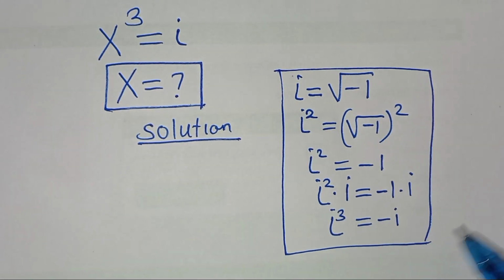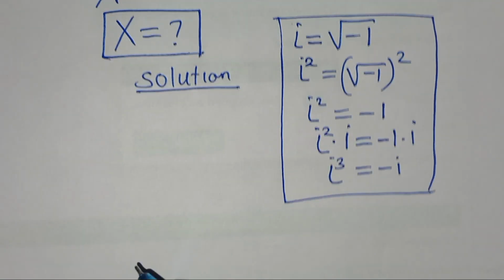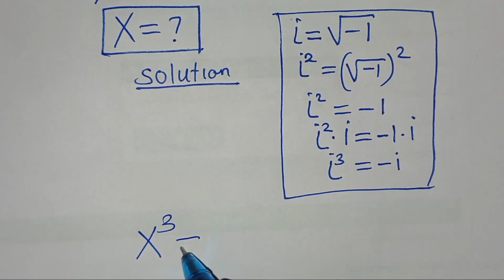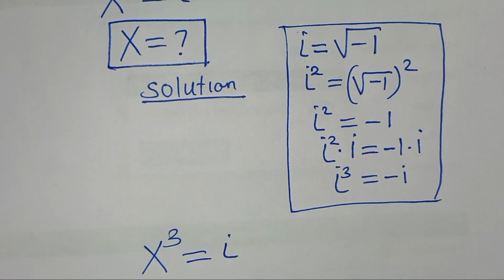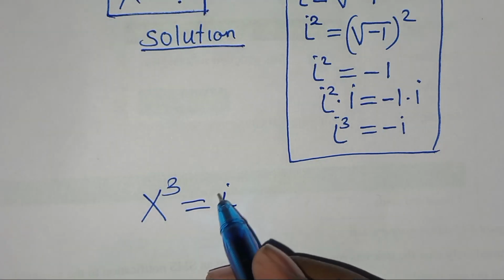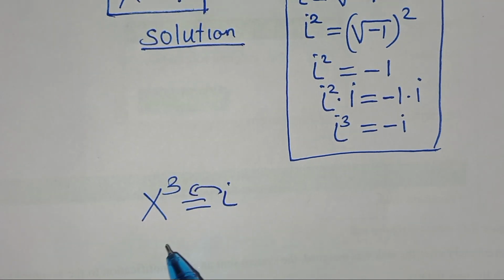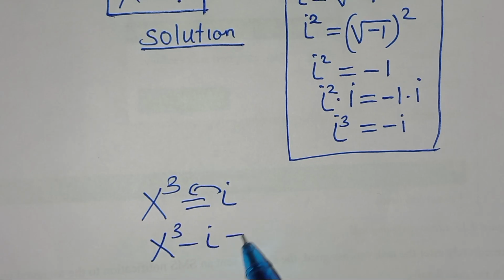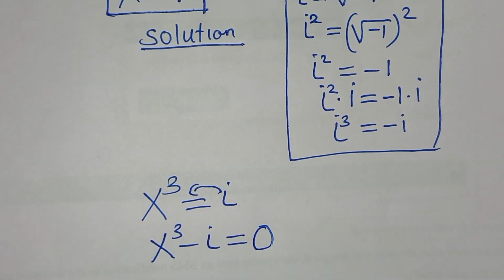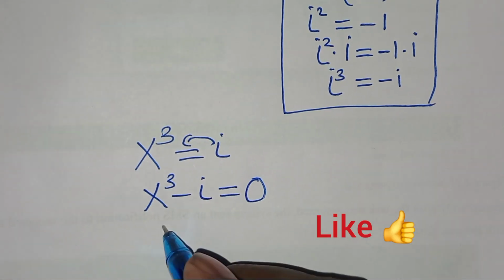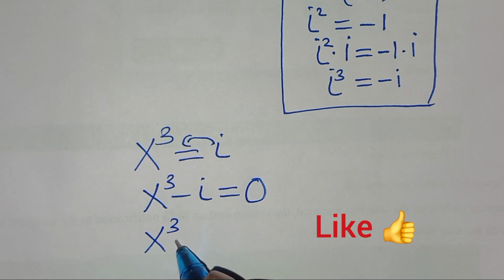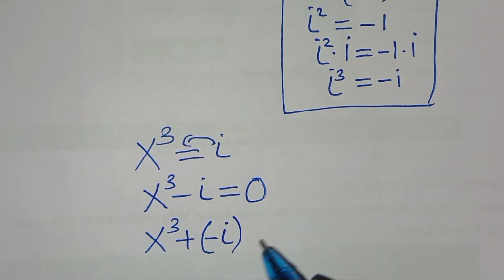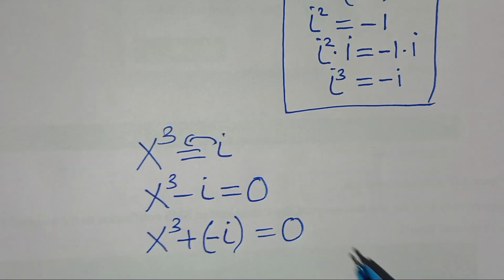Now from this, we have that x to power 3 is equal to i. So the first step is to take i on the left hand side so that we have x to power 3 minus i equal to 0. Now this is the same thing as x to power 3 plus, into the parentheses, minus i, equal to 0.